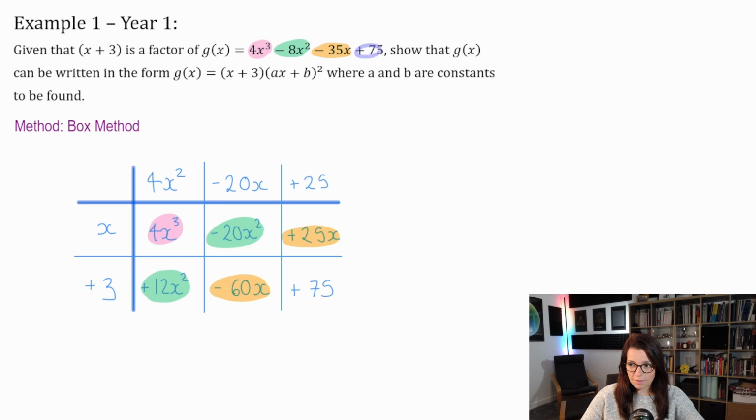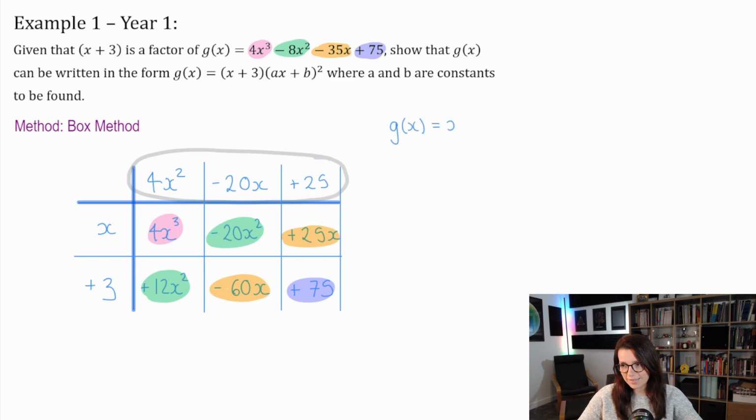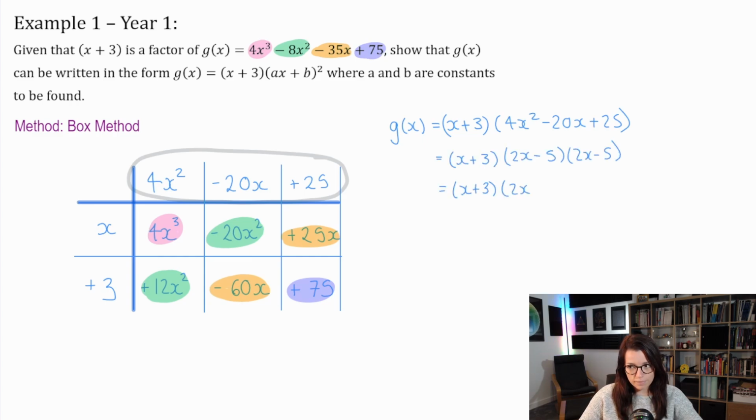Looking at the next term in the polynomial that we want to divide, it is 75, and we already have a plus 75 inside the box, so we know that we're done. This is showing us that there is 0 remainder. So this part up here is your answer. So to finish this one off, we can say g of x equals x plus 3, and then 4x squared minus 20x plus 25, just like we got before from the previous method. You then factorize and write it in the form that they want. As required, a is 2, b is -5, and we're done.